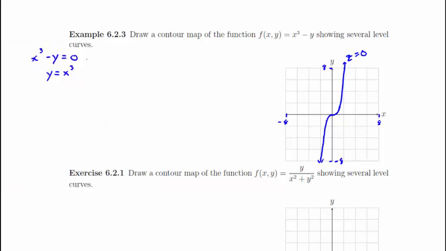Let's look at what happens if we set z equal to 1. So if x cubed minus y equals 1, then if we rearrange, we get y equals x cubed minus 1. Take a second, make sure you see where that's coming from. If I add the y to this side, then subtract the 1 from this side, we should get this. So this is going to give me the same graph, but shifted down by 1 unit.